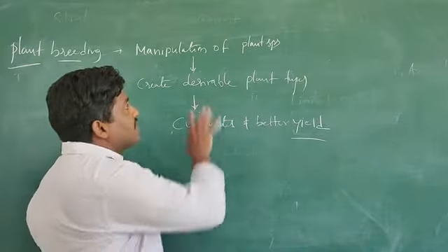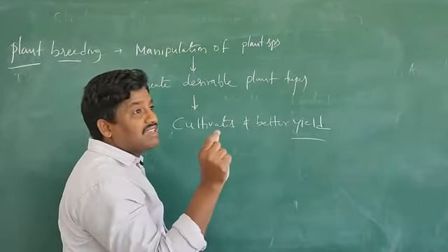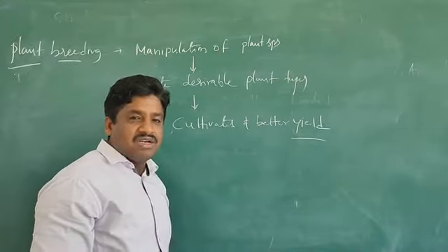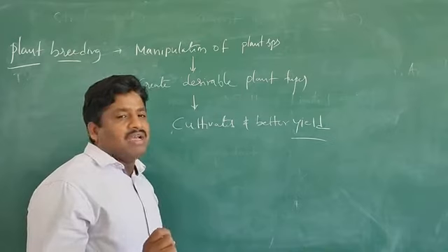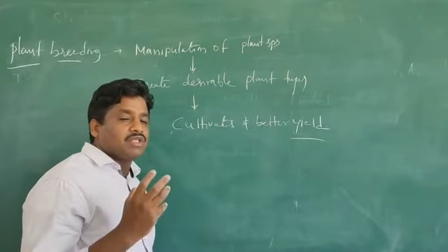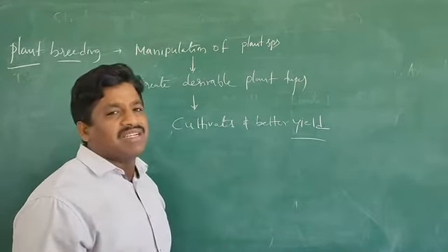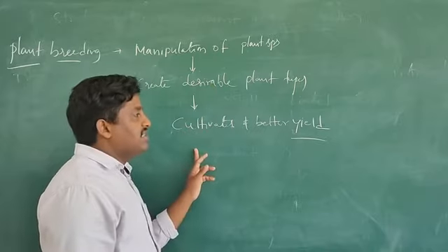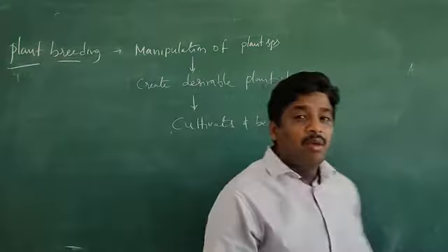Once again, manipulation of plant species. Whatever plant is present, we have to change its genetic character and convert it into a desirable plant. Desirable means superior, a plant with some special quality. Special quality means it gives better yield, or it has disease resistance, or such a variety is present. Such a desirable plant is cultivated and gives better yield. Such a technique we call plant breeding.